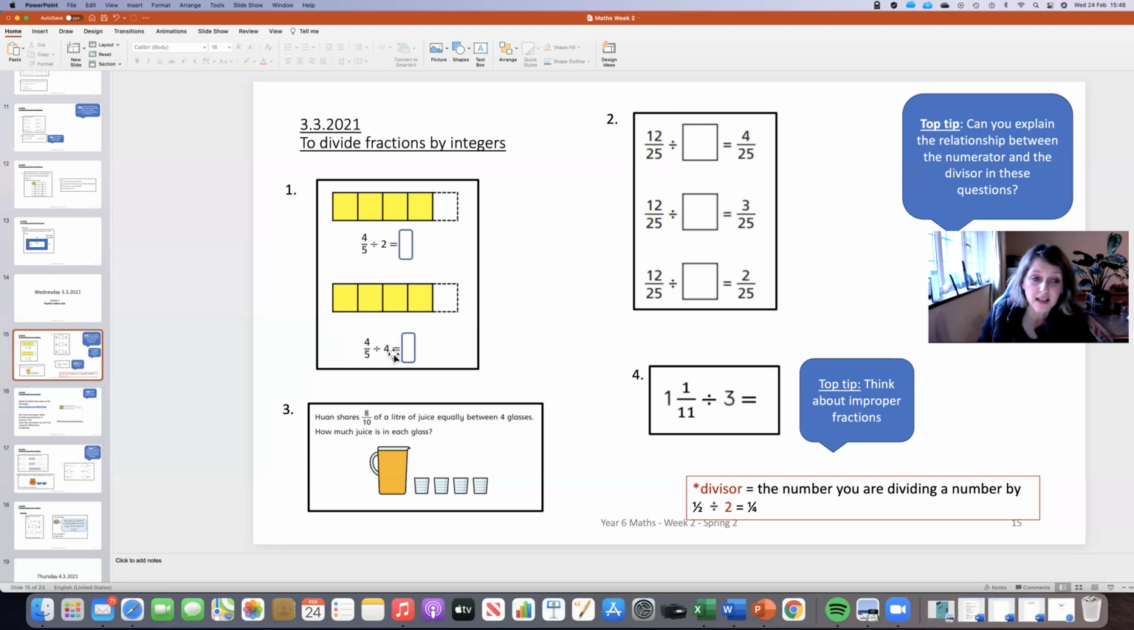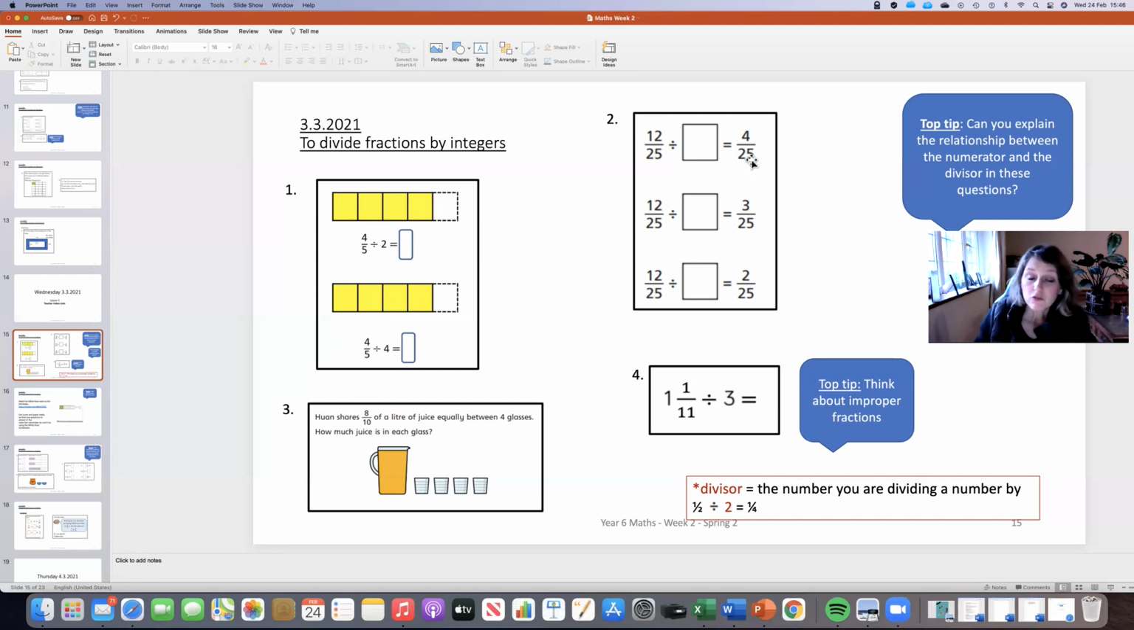So here, as you can see, the divisor is easily connected to the numerator. The numerator can be divided by the divisor. So have a go with the other questions.